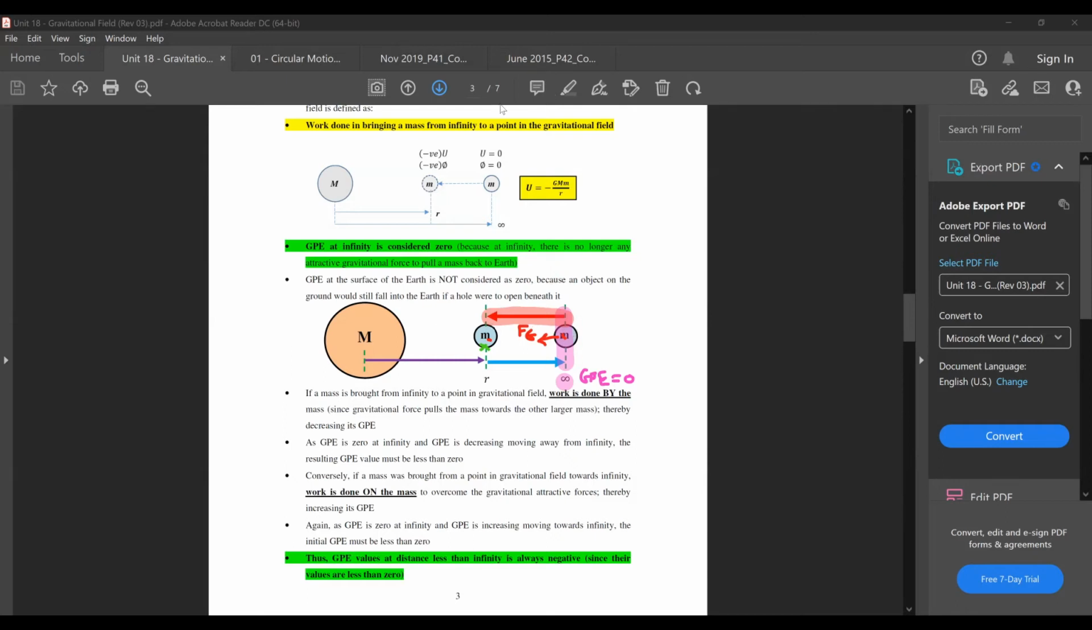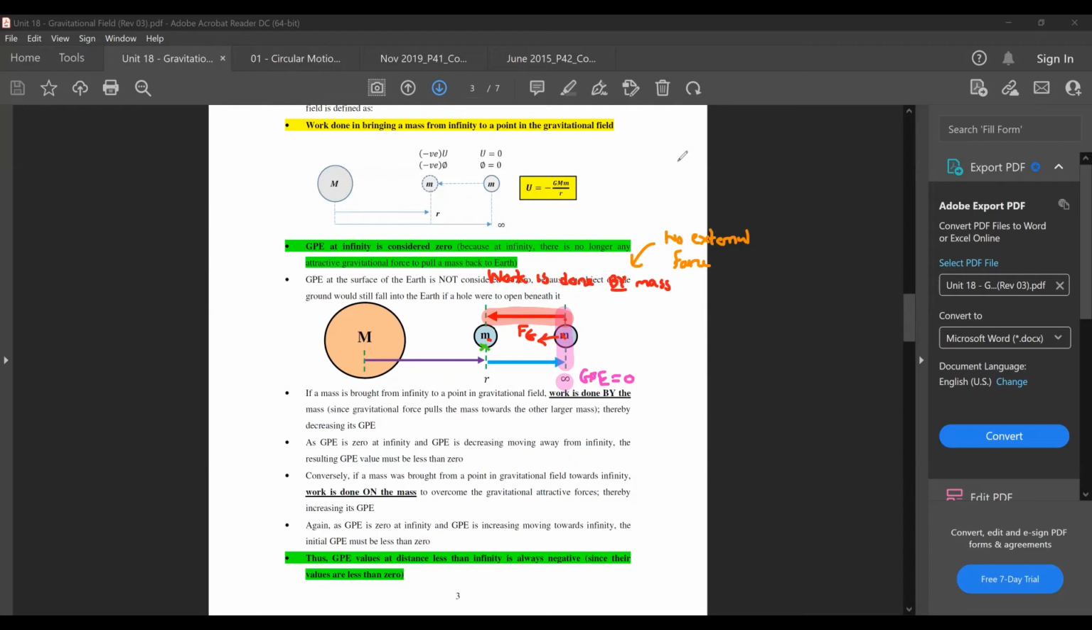So in this case, going from infinity to this point, going towards the left, work is done by the mass. The mass itself is doing the work. You are not doing work on the mass. One way to know whether it's work done by the mass is to think of it as no external force applied to move it.